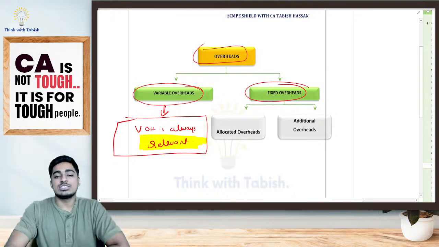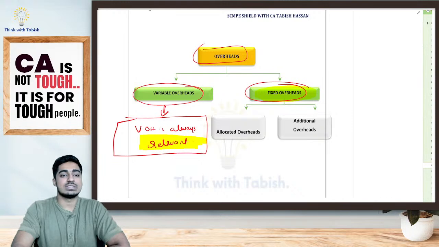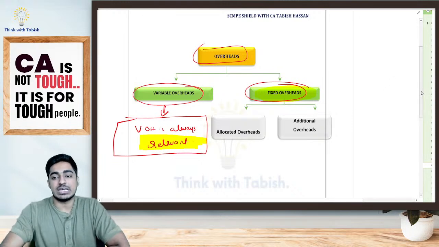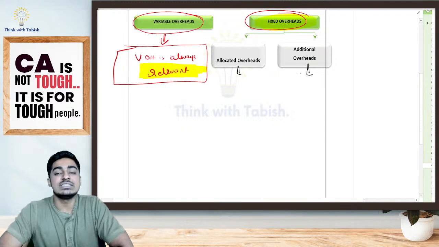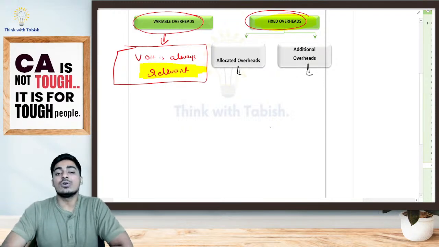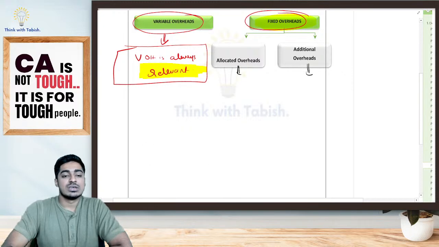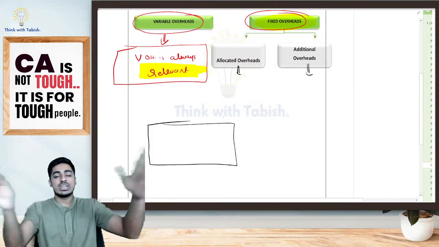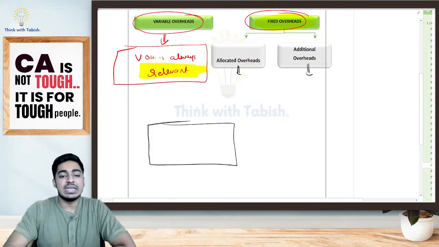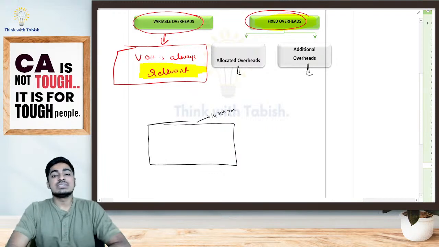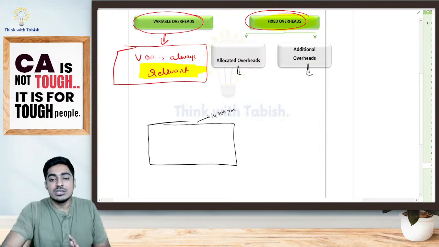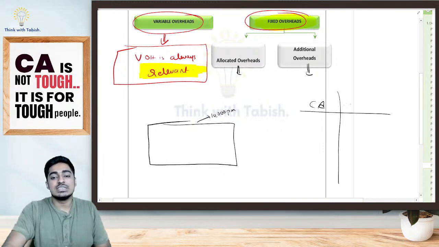But coming to fixed overheads, what about our fixed overheads? Fixed overheads could be two different types. One is the allocated overheads, one more is the additional overheads. What is this allocated overheads? My recording studio, the room wherein I am recording, for that place I am paying 10,000 rupees per month. Previously I was recording only for CA inter, so I am calculating what is the cost for CA inter, what is the cost I am incurring for CA final.